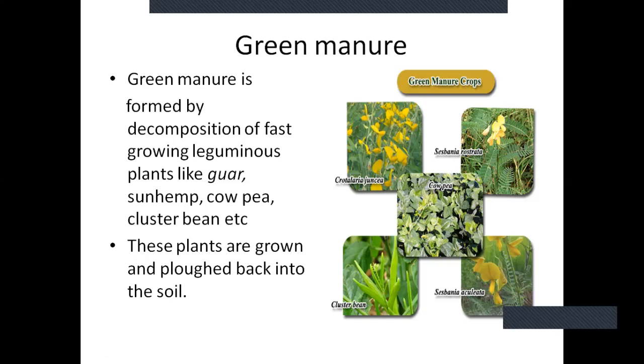Now you all know that leguminous plants are rich in nitrogen, right? Then he lets the plants grow, and afterward he plows these plants back into the soil. Now what will happen? This green plant is given back to the soil, so it increases the percentage of nitrogen in the soil, and so it is called green manure. Why green? Because green plants are grown and then plowed back into the soil, right? So it's called green manure.